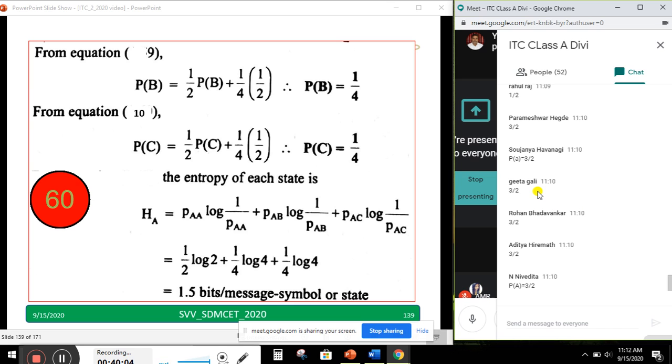So please cross verify. I think I gave you the 1 minute. For this also I will give you another 1 minute. Find out HA, HB, HC. Those who have got probability of A, probability of B, probability of C correct, use these probabilities. Find out HA, HB, HC. Find out H. HA equal to, I have given already, 1.5 bits.